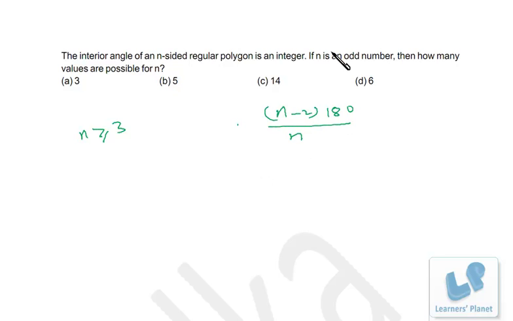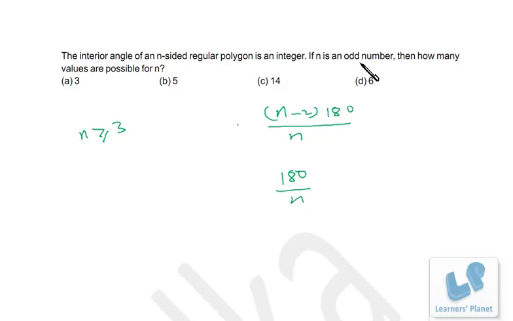Now we want the interior angle of an n-sided regular polygon to be an integer. That means this value must be an integer. If this has to be an integer, that means 180 by n should be an integer, right? Because then only the entire term will be an integer.